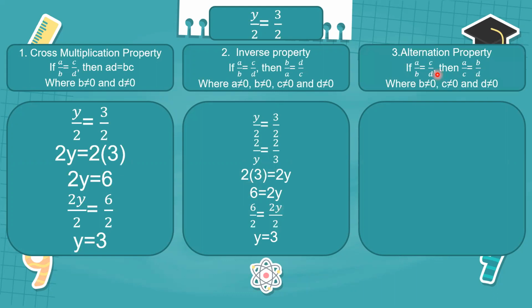Okay, for number 3, we have the alternation property. Ang ginawa lang natin is A over C equals B over D. So let's just try it in our given. Y over 2 equals 3 over 2. So in-over lang natin si y over 3 equals 2 over 2. Let's cross multiply. 2y equals 3 times 2 is 6. So 2y equals 6. Let's divide both sides by 2. That would be y equals 3.